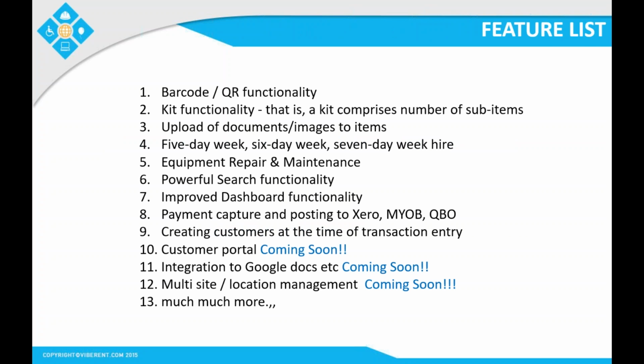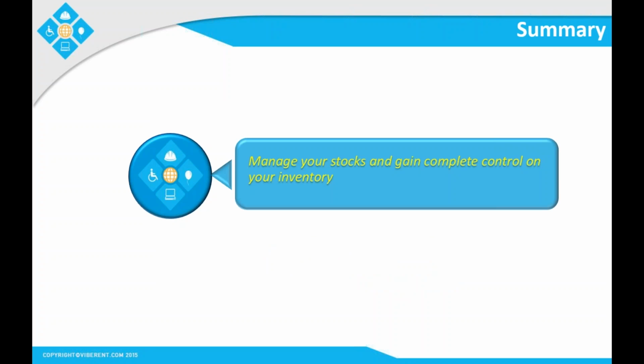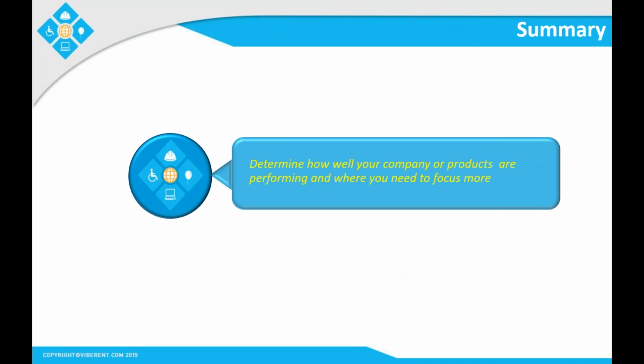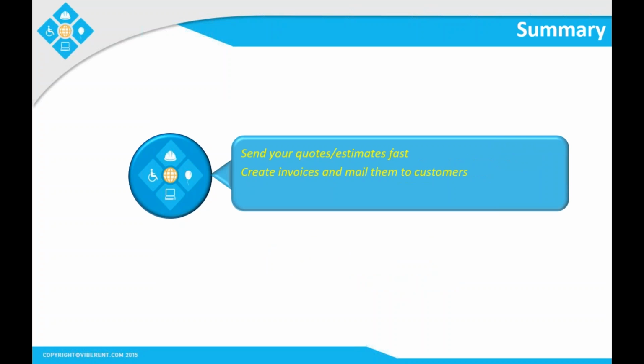So just to summarize, these are the key features within Viberent. Barcode, QR code, uploading of documents, repair and maintenance, powerful search, improved dashboard, everything else. The customer portal is already there, integration to Google Docs, multi-site, everything else is there as well. So in summary, Viberent allows you to manage your stock and gain complete control. Determine how well your company is performing. You've got comprehensive reporting. Take advantage of those.